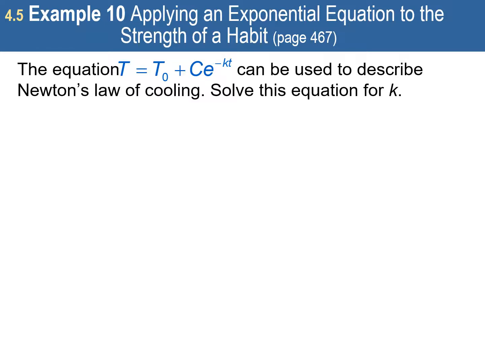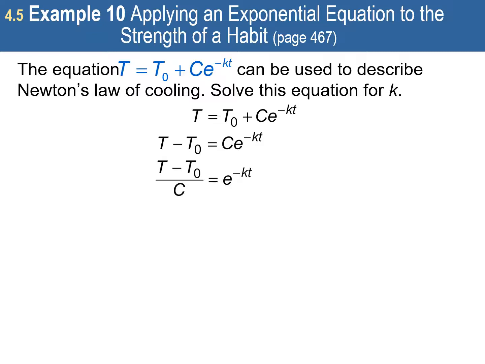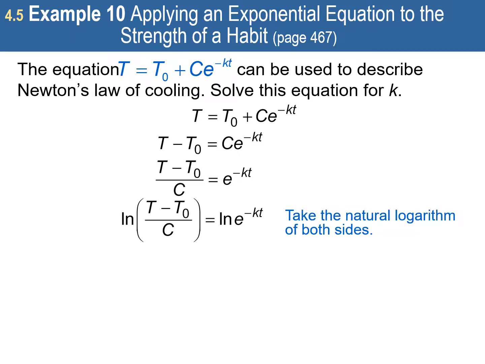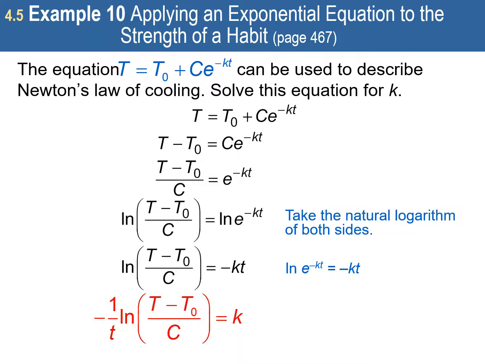The equation T is T naught plus C e to the minus KT is using Newton's law of cooling. So if I want to solve this for K, I'm going to subtract T naught to start with. And I'm going to divide through by C. I'm going to take the natural log of both sides. So minus KT is natural log of T minus T naught over C. So to keep solving this for K, I'm going to need to divide by minus 1 over T.